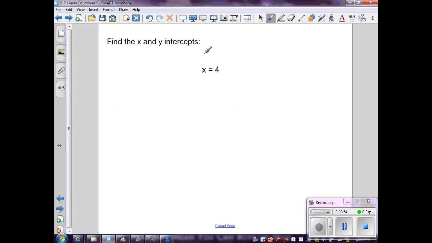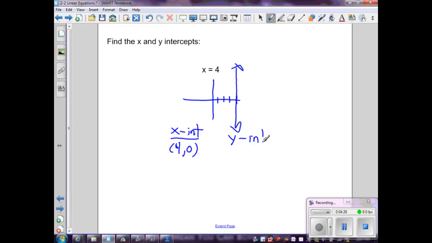Again, finding my x, y intercept. If I take a look at my equation, I know that x equals 4. I know that when I graph this, 1, 2, 3, 4, x is 4, and I have a vertical line. Therefore, I know that my x-intercept is going to be 4, 0. My y-intercept, I have none.